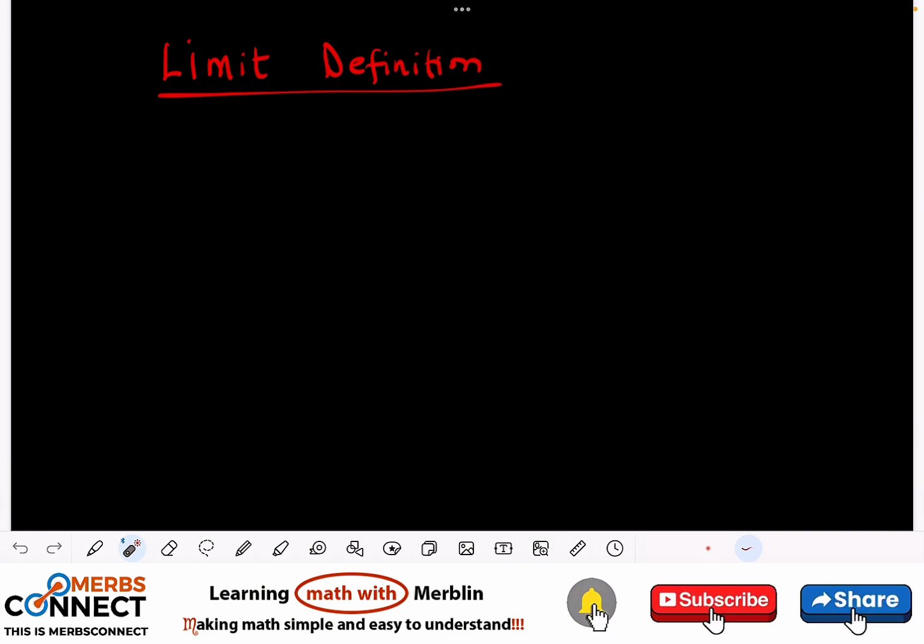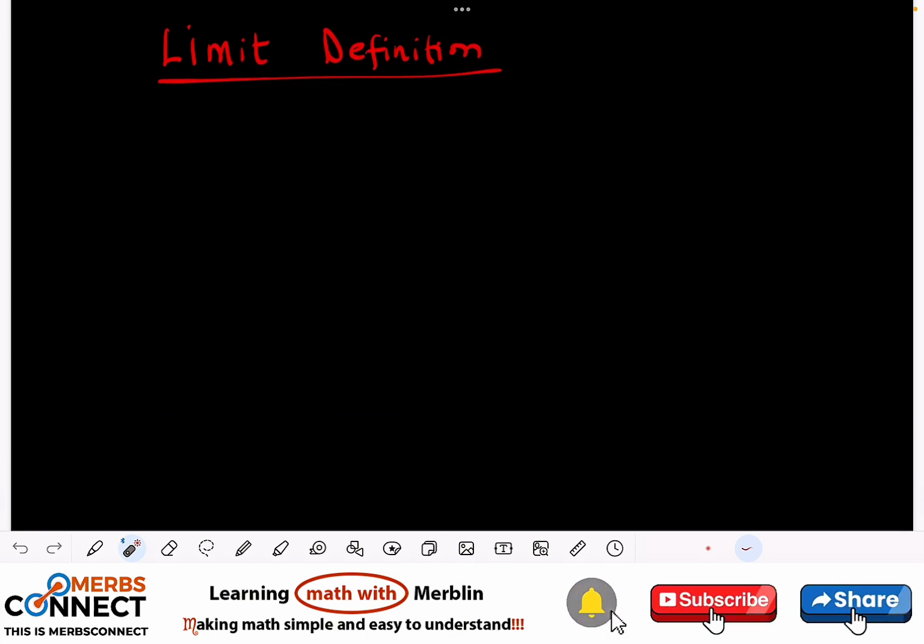So first, I'll try and derive the limit definition formula, right? Then we dive through by taking these examples. All right, so we started the idea of limit with instantaneous rate of change and then average rate of change, and we talked about the slope of the tangent line and then the slope of the secant line.